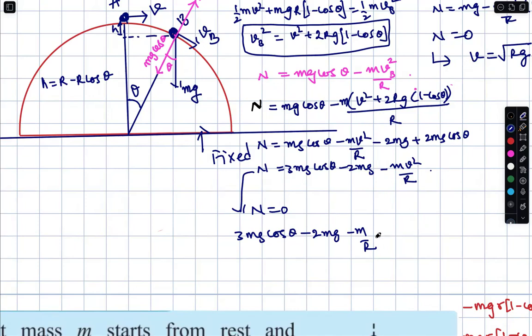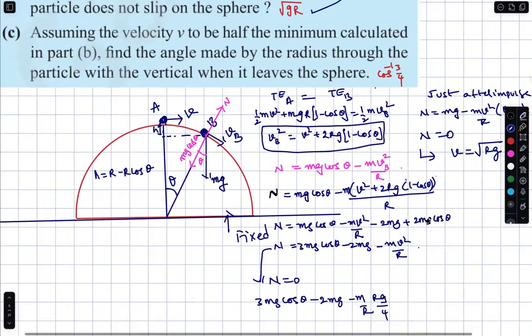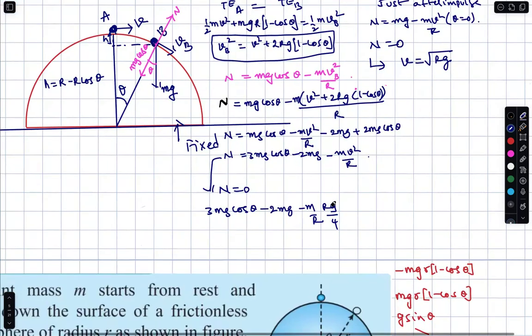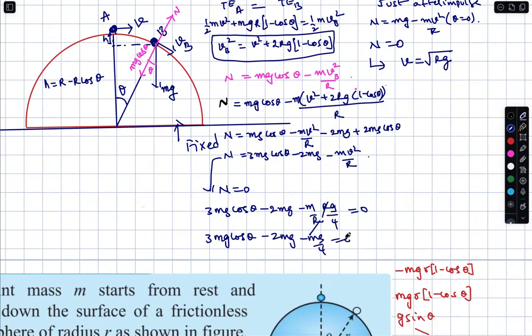rg by 4. Yes or no? Find the angle made by the radius through the vertical when v is half of the minimum calculated. So now r cancels. Finally, this is 0. 3 mg cos theta minus 2 mg by 4 is equal to 0. 3 mg cos theta minus 8 minus 1, 9 by 4 mg is equal to 0.